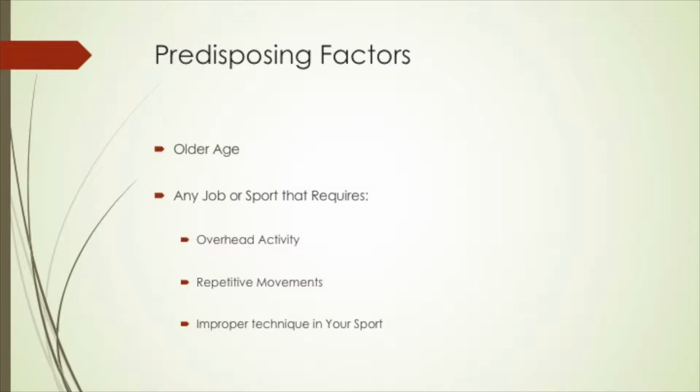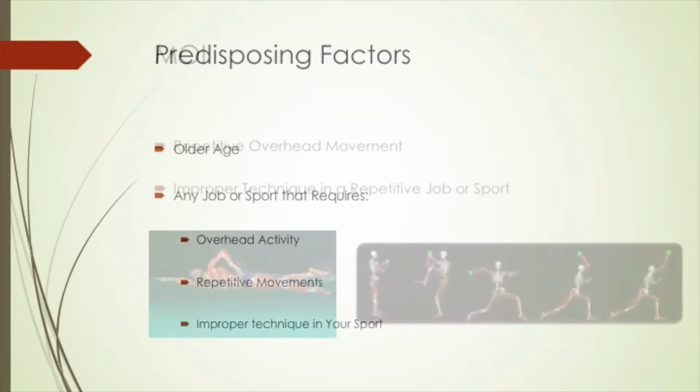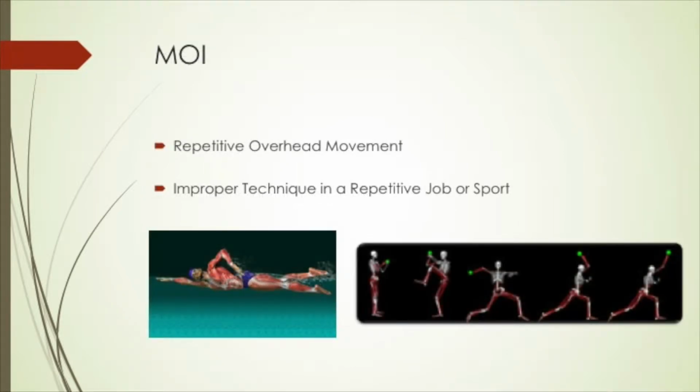Lastly, having improper technique in sports such as swimming or baseball could cause the tendon to be under more stress, thus causing more damage and inflammation on the tendon. The most common mechanism of injury for bicipital tendinitis is a lot of repetitive overhead movement, because this tends to overuse the biceps tendon. Having improper technique in a heavy upper extremity sport such as swimming or baseball is also a big mechanism of injury for bicipital tendinitis because of the strain this puts on the biceps tendon.